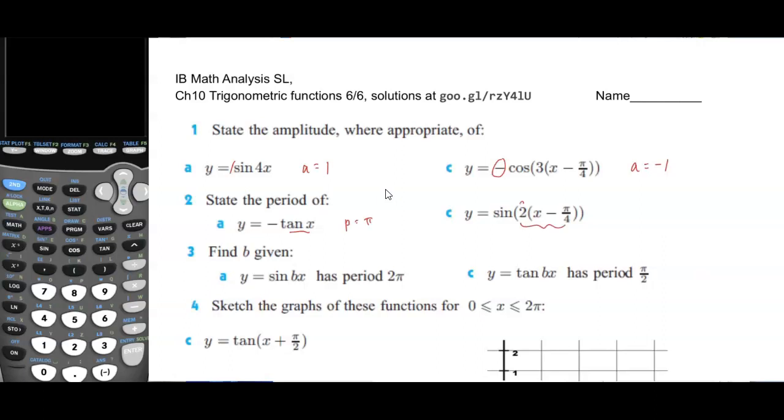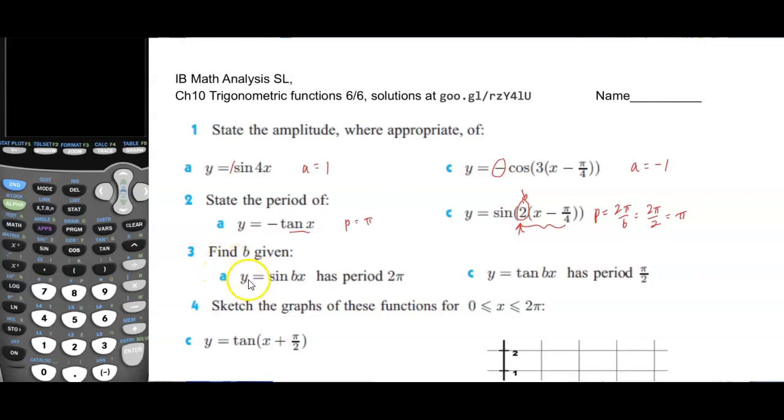State the period of sine of 2x. So in this case, we're going to look at the b because that affects the period. The period of sine would be 2 pi over b, so it would be 2 pi over 2, which simplifies to pi. So normally the parent function of sine of x has a period of 2 pi, but when b is 2, then the period becomes pi, just like tangent of x.